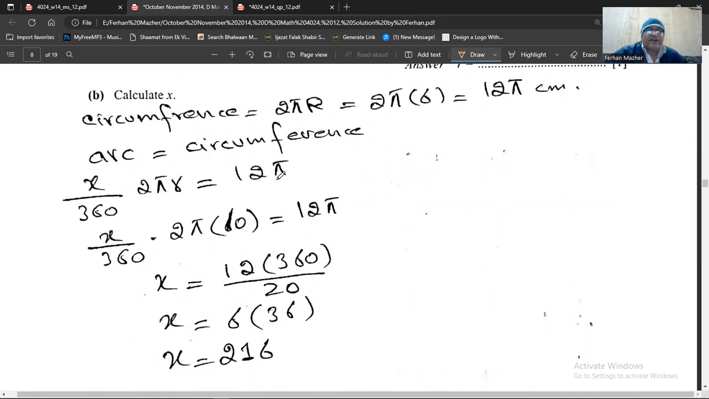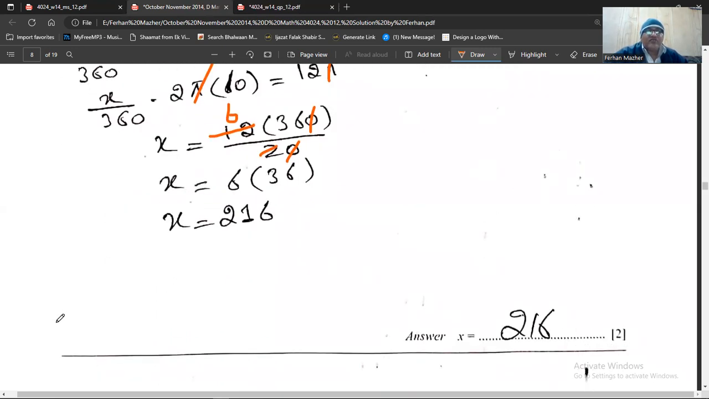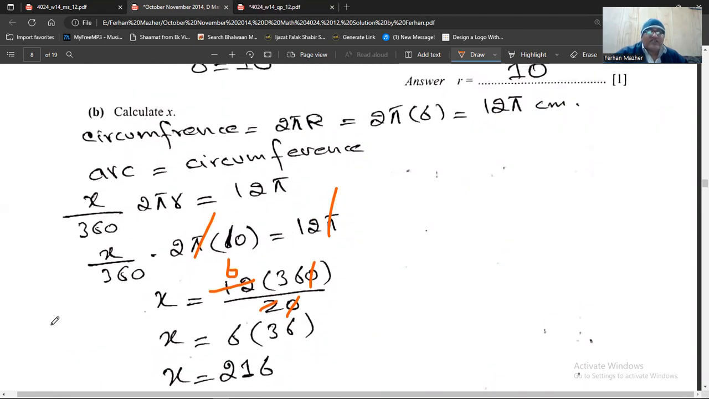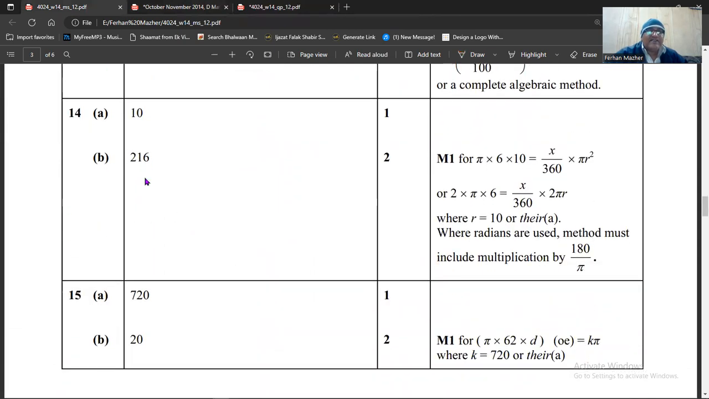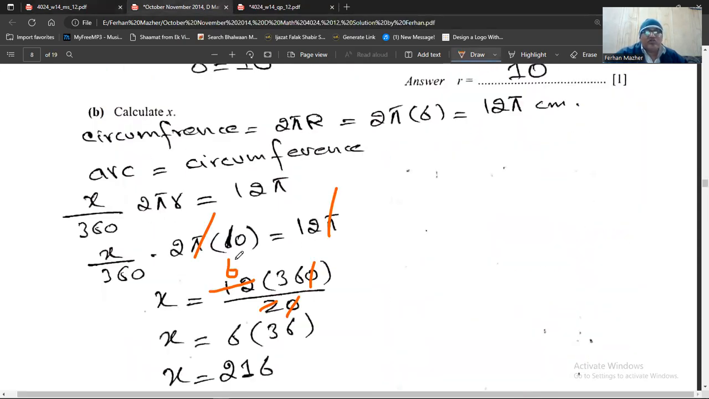The π and π cancel. So x will be equal to 12 into 360 divided by 20. This 0 and this 0 cancel, and this 2 cancels with the 12, and you get 6. So 6 multiplied by 36 is 216. So the angle is 216 degrees. 216 degrees is the right answer. This is the solution.